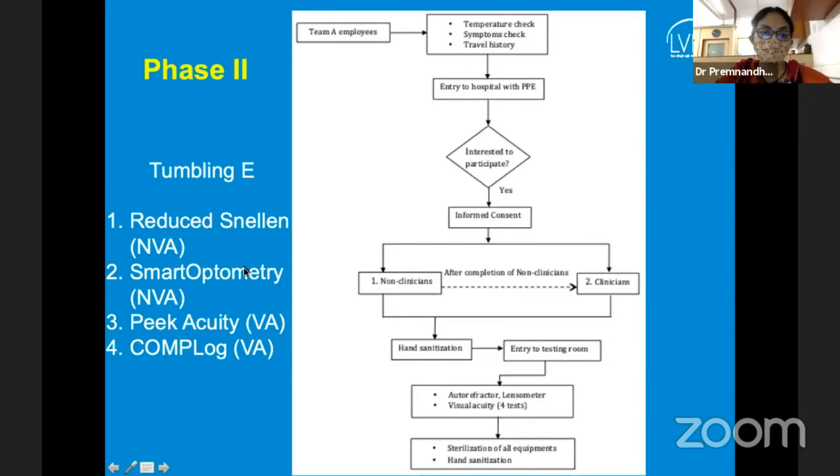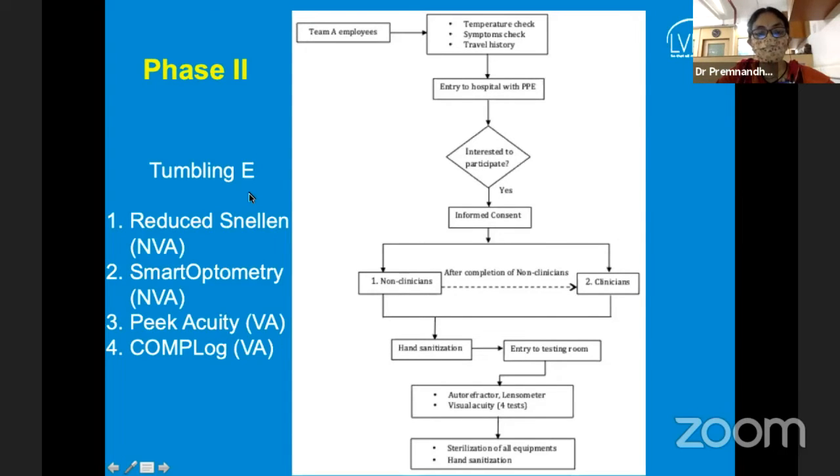For this, we validated the smart optometry, which primarily gives you the near visual acuity, and also the peak acuity, which can give you the distance visual acuity, against our clinical standards. And our clinical testing is the computerized visual acuity chart that we use in the clinic. Because peak acuity comes with the tumbling E optotype, we decided to choose the tumbling E as the optotype for all the tests. That way it becomes easier for us to compare each of these tests.